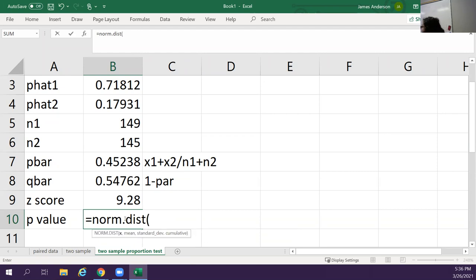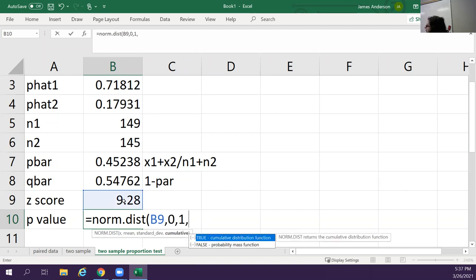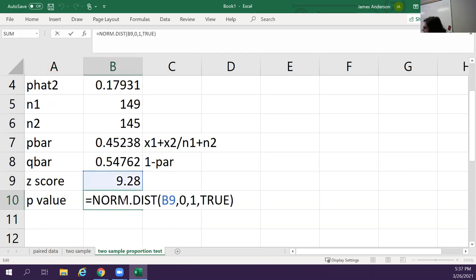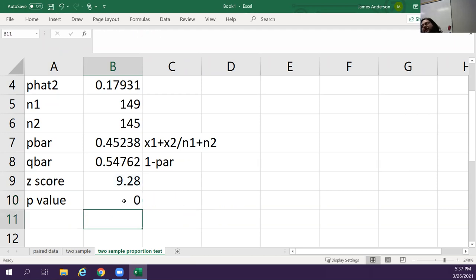So we have our value, a mean of zero, standard deviation of one, and we are doing it as cumulative. That would technically be one minus that value. So our p-value is zero, which means, yeah, we're pretty sure. And that's how you do proportions. So I think, oddly enough, that's a majority of the homework types.